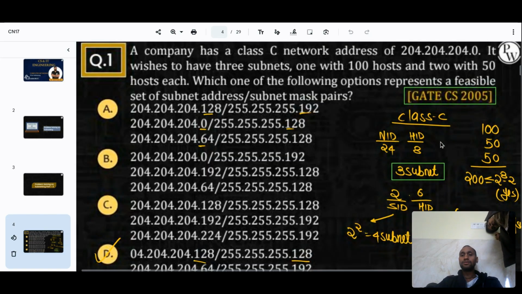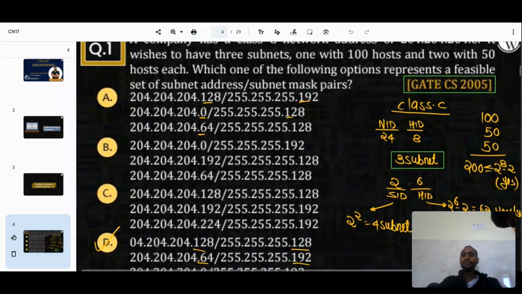According to the question, there are three subnets. So 2 to the power 2 is 4, so we choose 2 bits by borrowing from the host part. So there are 4 subnets, and we divide the entire network into 4 subnets of 62 hosts each. But 100 hosts cannot fit into any subnet. So this concept is wrong, then we go for another solution.